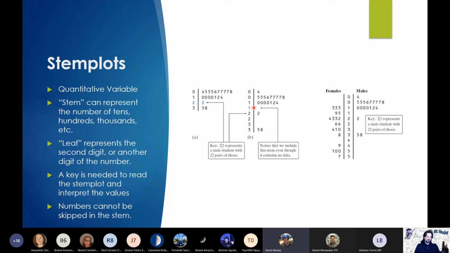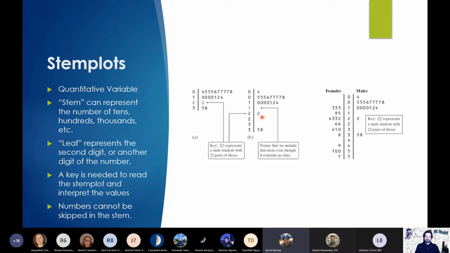Even though this row has no values, I have to write the 1. I can't skip it. If I skip it, then I'm not using the same scale along this representation, and my representation will be off. It will not be accurate. So that's why many of you maybe got that question wrong on the week 6 CYU. It's because you decided that you could omit numbers that weren't being used. Just because they're not being used doesn't mean you don't have them. They must be included in the stem.